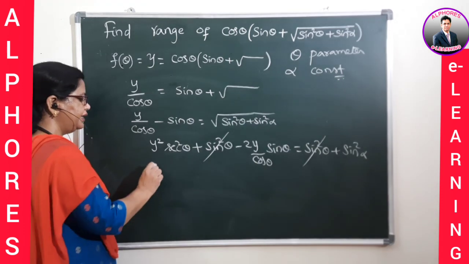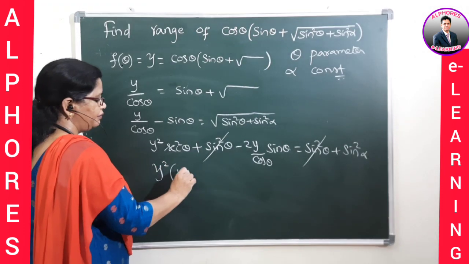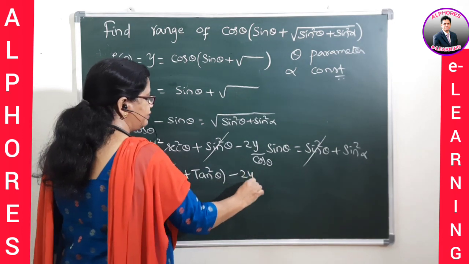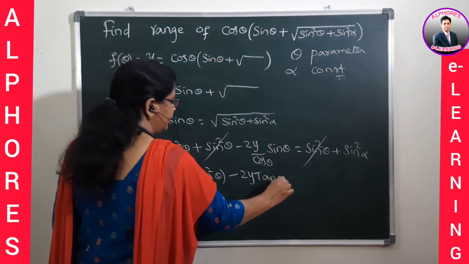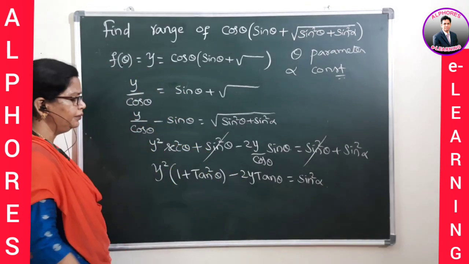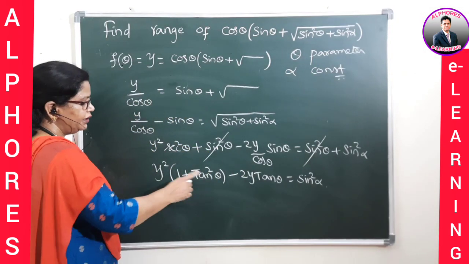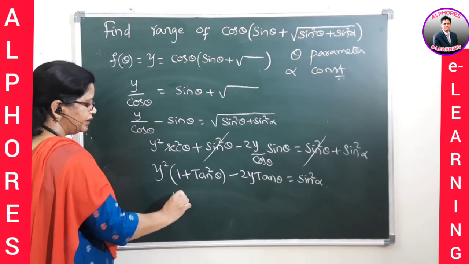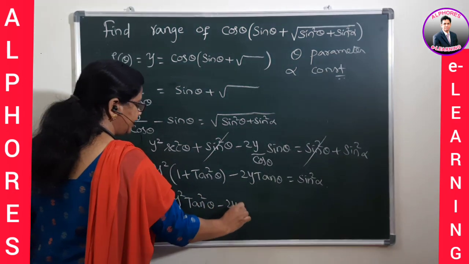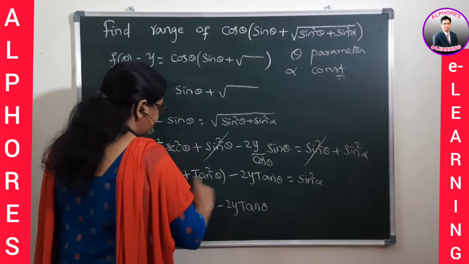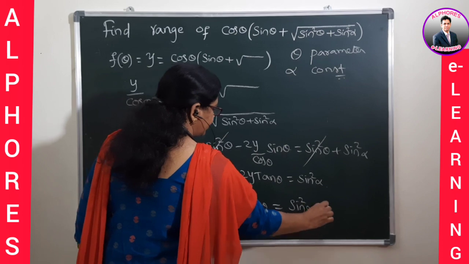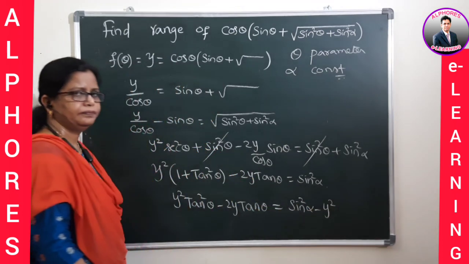Okay, so if I write that value, y square into 1 plus tan square theta, and the next value minus 2y into tan theta equal to sin square alpha. Now this is y square into tan square theta. If I write y square tan square theta minus 2y tan theta, this y square I am taking to the other side, sin square alpha minus y square.